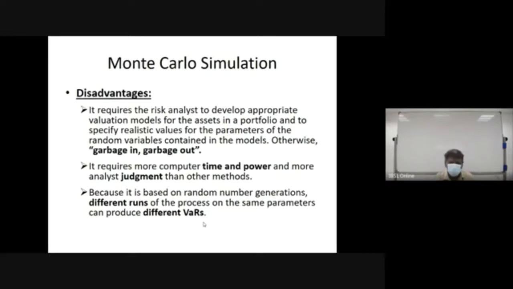It requires more computer time and power and more analyst judgment. Why more time? Because you have to run a number of trials. If you run as many trials as possible, then you have an advantage, because a few trials will not give a proper result, right? Because it is based on random number generation, different runs of the process on the same parameters can produce different results. Sometimes you may end up with different paths, but those are very marginal, with a marginal deviation, if you run a large number of trials.